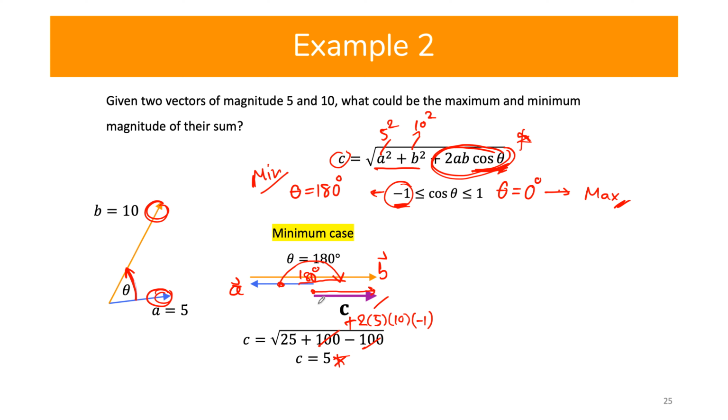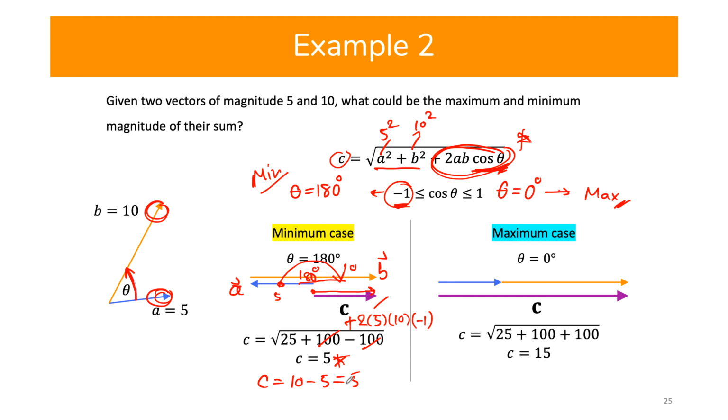Interestingly, you can think of it this way. You start with A, you walk in this direction 5 units, and you walk back 10 units. So there is some cancellation of the distance you walk. So C can be as simple as 10 minus 5. The magnitude of C is 10 minus 5, which is equal to 5, because there's some cancelling effect in the magnitude.